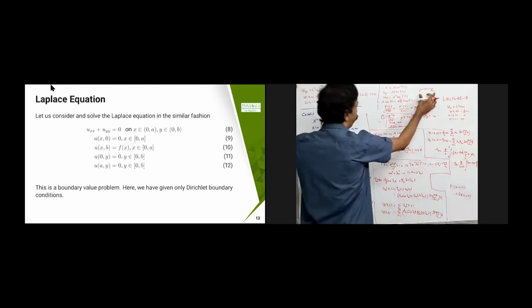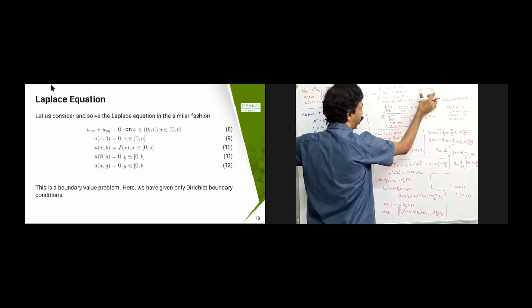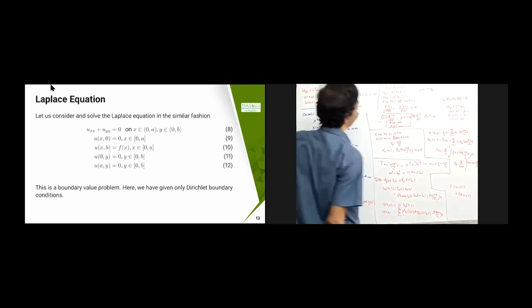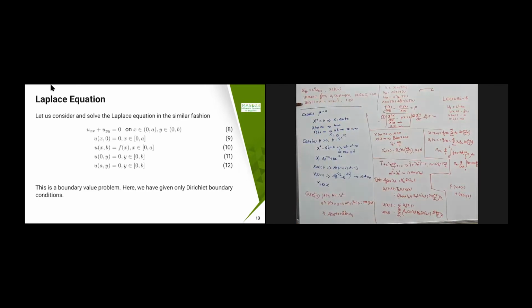However, these two endpoints are fixed. You keep it in a string, a violin string, let's say. So these two points are fixed, which means this is not going to move. That's what the second condition implies: u of 0 comma t equal to 0, u of L comma t equal to 0. I'm keeping it in a fixed position that is not moving at all. So that's the thing we have.